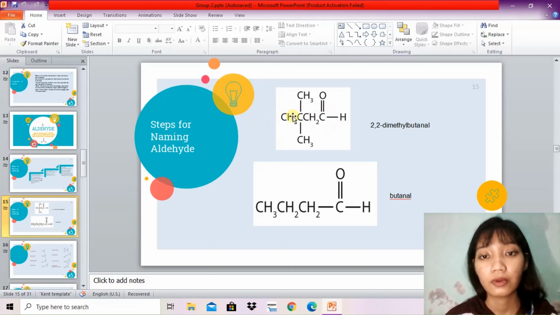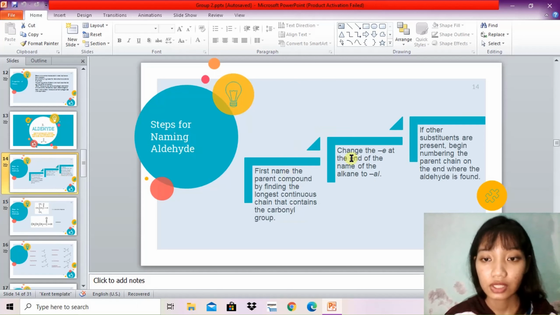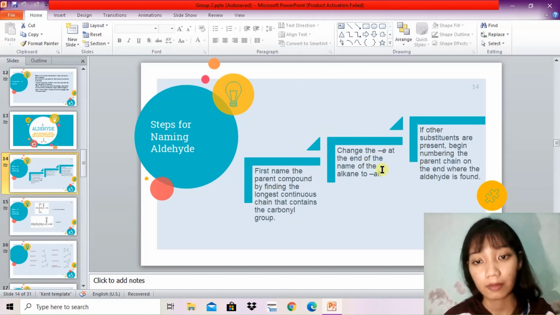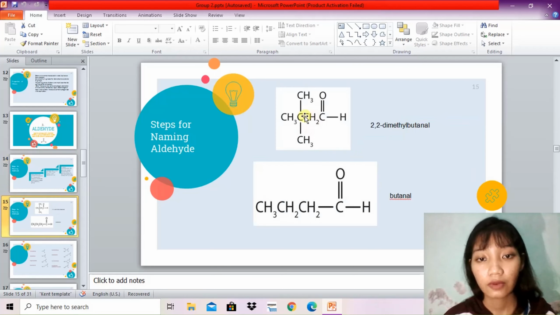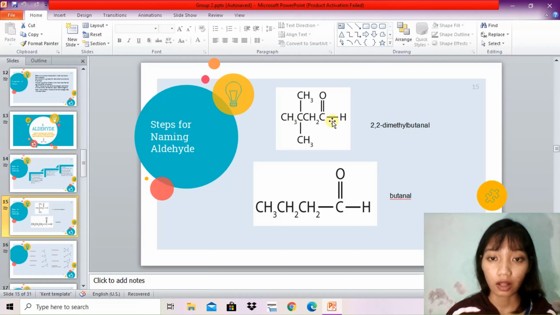So butane is the parent chain, and then the other substituents are methyl and methyl. Change the E at the end of the name of the alkane into -al. So this 4-carbon chain is butane. In hydrocarbon, in alkane, it is butane. In aldehyde, we change it into -al at the end, so it becomes butanal.